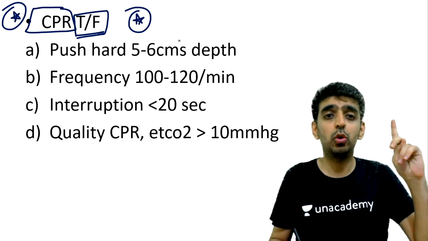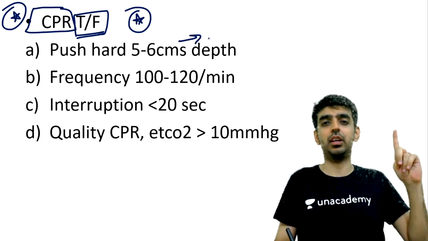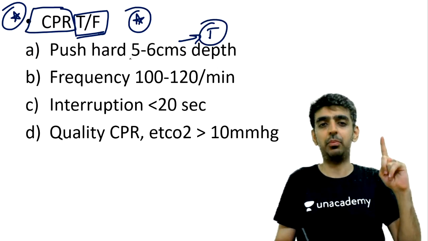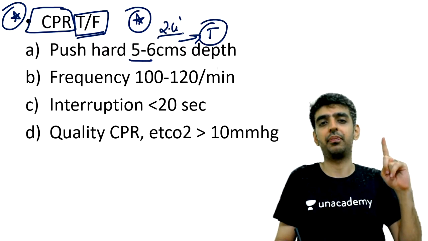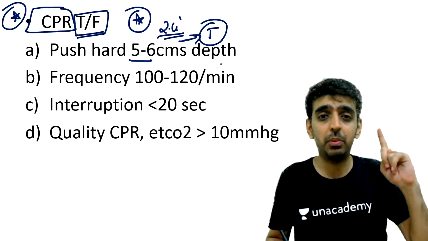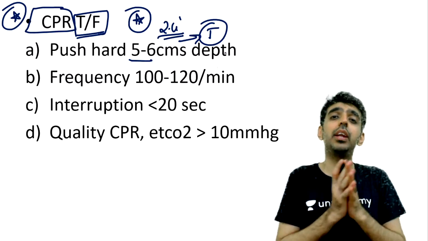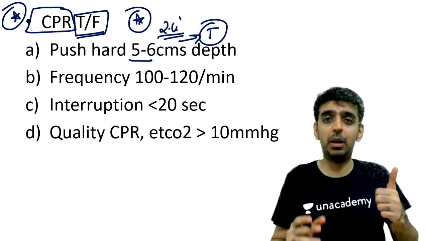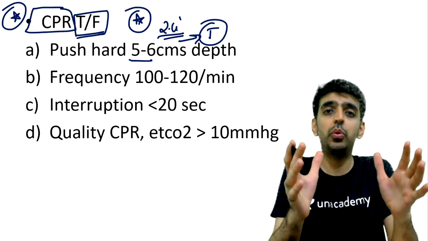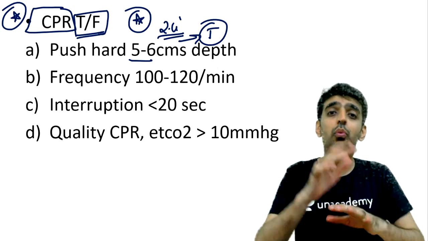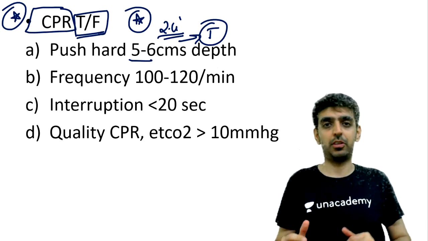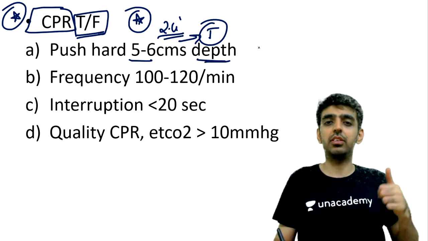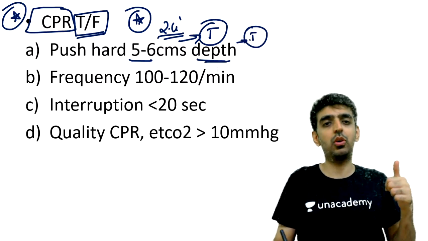So first is push hard at the depth of 5 to 6 centimeters. Whether this is true or false. Yes, in adults we use the depth of 5 to 6 centimeters or 2.4 inches. So this statement is true. In children it is usually around 4 to 5 centimeters in depth, and in neonates you push at the level of 1/3 of the AP diameter of the chest. So the depth of chest compressions in CPR mentioned here is a true statement.